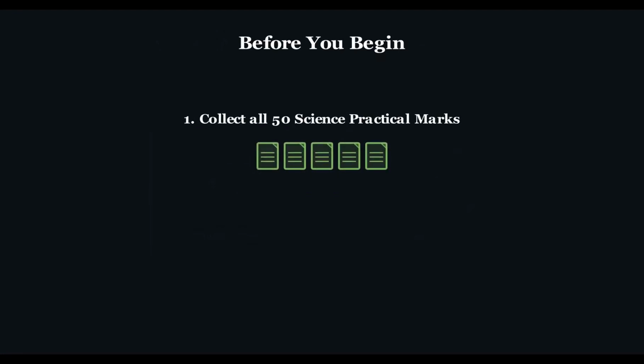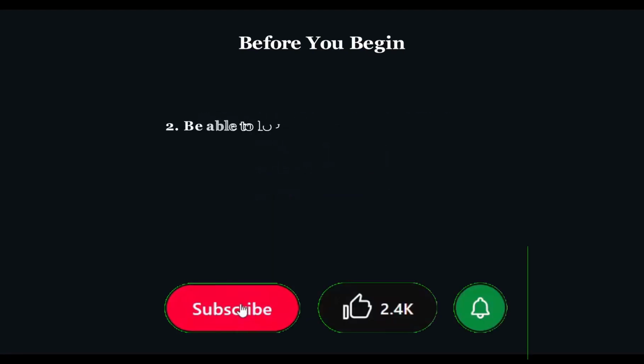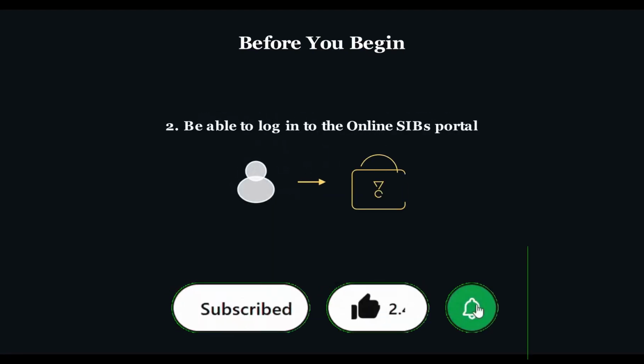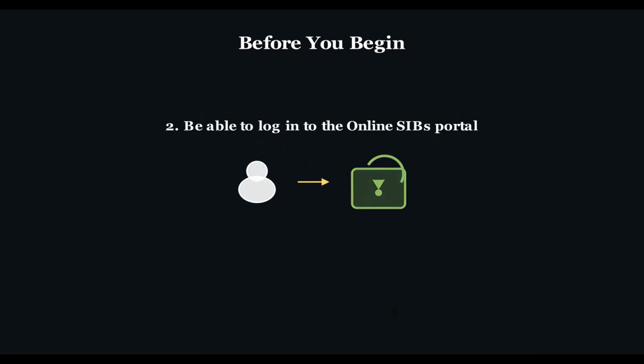Before we begin, please take note of the following requirements. First, make sure you have collected all 50 science practical marks. Second, make sure you are able to log into the online SIBs portal. Let's begin. Part 1. Logging into online SIBs.